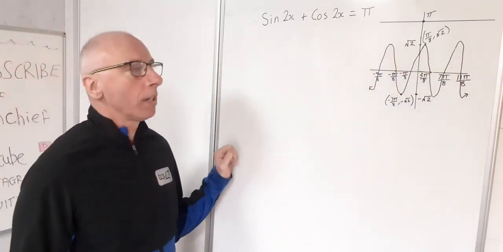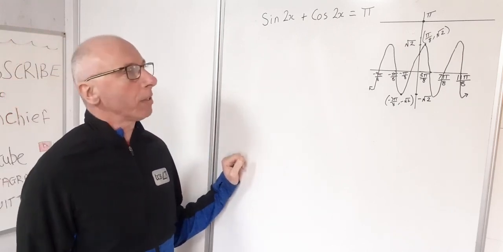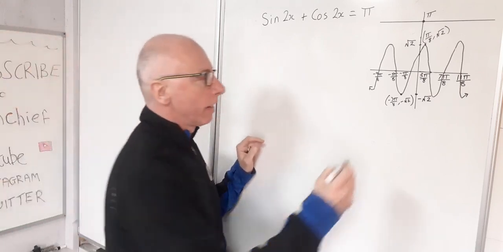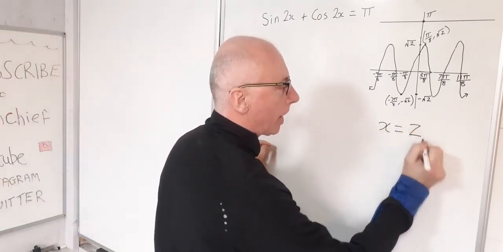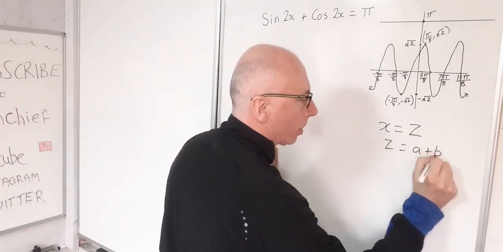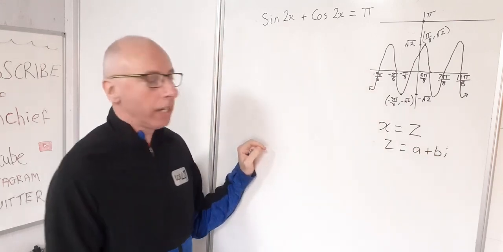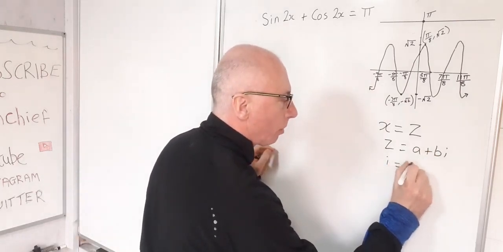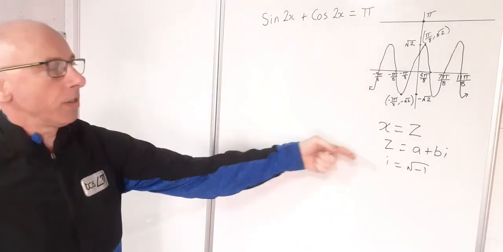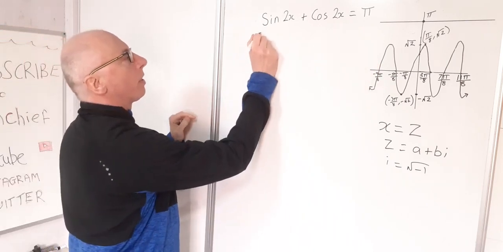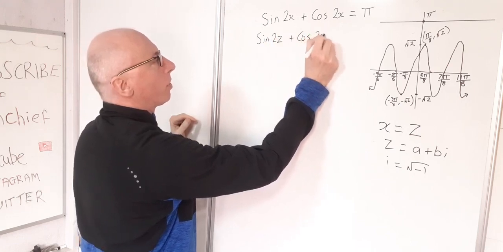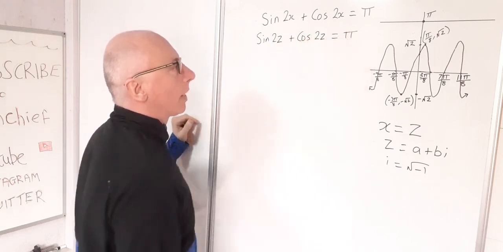So what we have to do is step over to complex numbers and see if we can find a solution there. So let's let our x equal z. So z is our complex number, where z equals a plus bi, and i is our imaginary constant, which is square root of minus 1. So let's transfer this over into our z units to start with. So sine of 2z plus cosine of 2z equals pi.